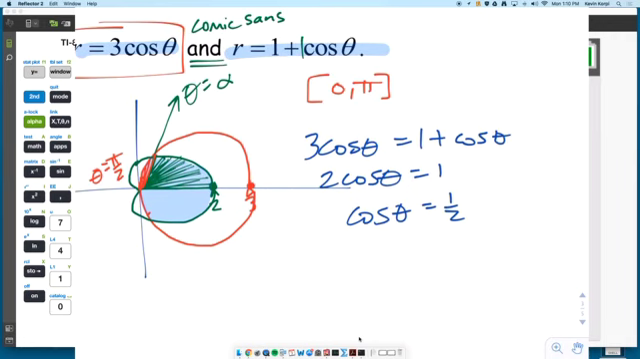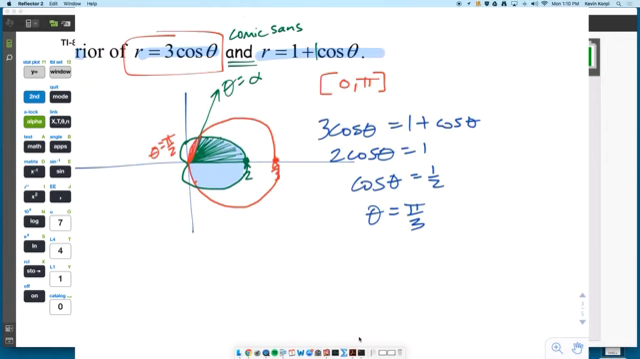So where's the first angle where cosine's a half? Pi thirds. Yeah, and if you look at your diagram, you're pointing up a little high, so around 60 degrees. Okay, so I think we're ready to set it up.